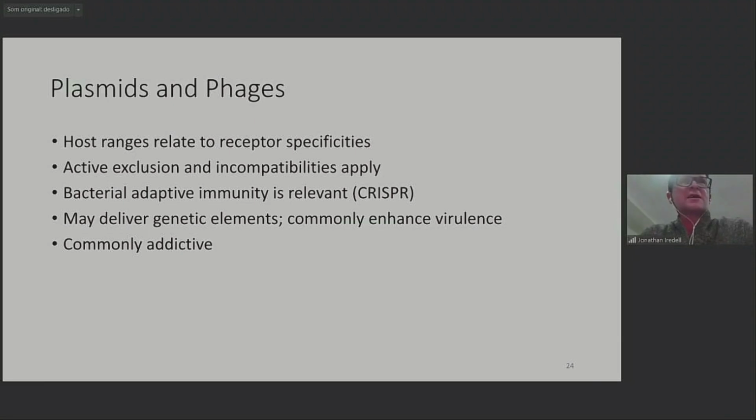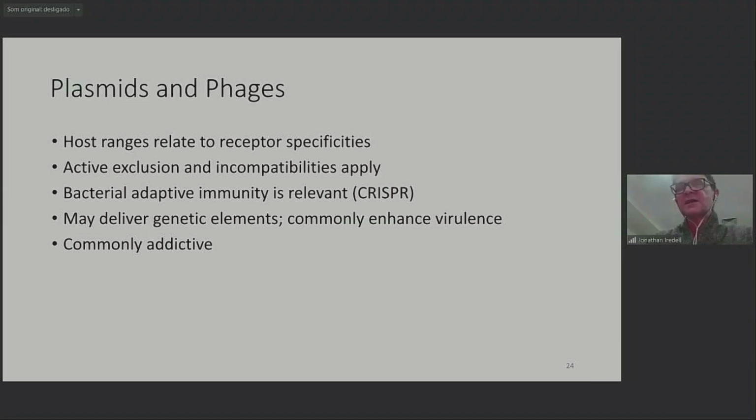And these things, because they have grown up in nature with bacteria since before humans evolved, have their own exclusion and incompatibility rules, which we can exploit and subvert. And we now have the tools, the modern diagnostic tools, to use that.